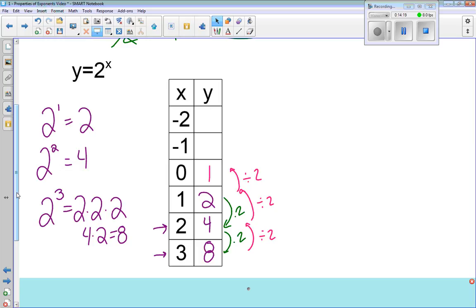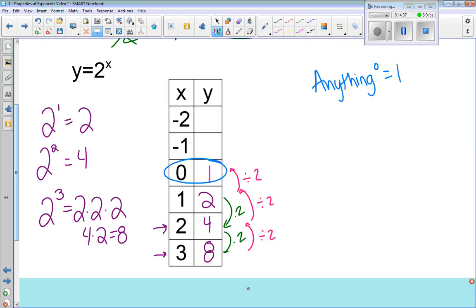And similarly, with any number anywhere, 2 to the 0, 100 to the 0, 50 to the 0, anything to the power of 0 equals 1. That will always be true unless you try and do 0 to the power of 0, which you just can't do. That's the only exception to this rule. Any negative number, any positive number, fractions, decimals, all of them raised to the power of 0 equal 1.